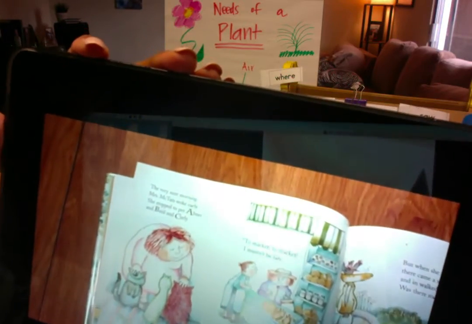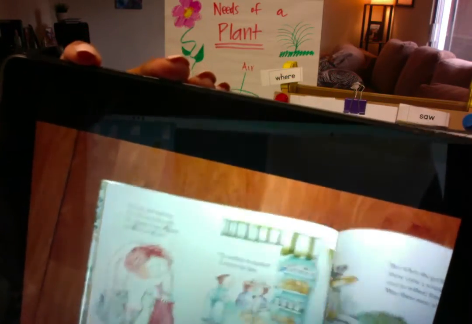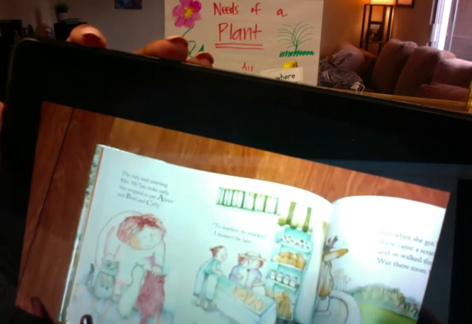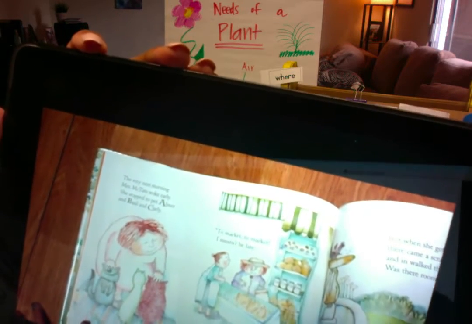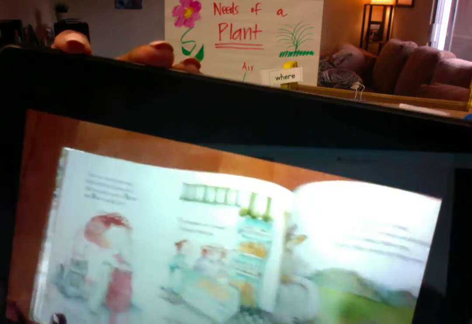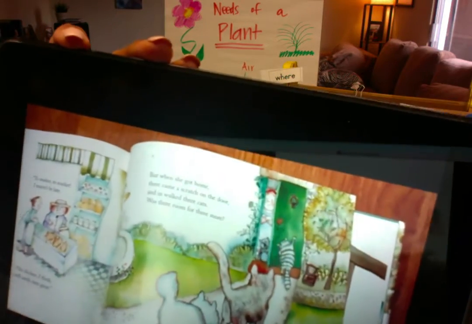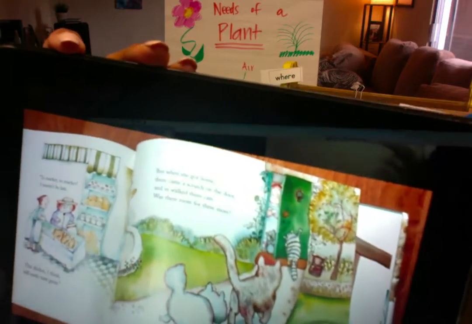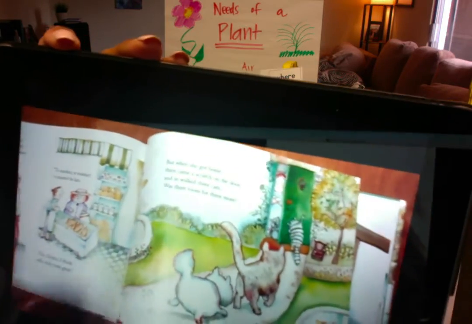The very next morning, Mrs. McTat woke early. She stopped to pet her pets. But I mustn't be late to the market. This chicken, I think, will surely taste great. But when she got home, there came a scratch on the door, and in walked 3 cats. Was there room for 3 more?